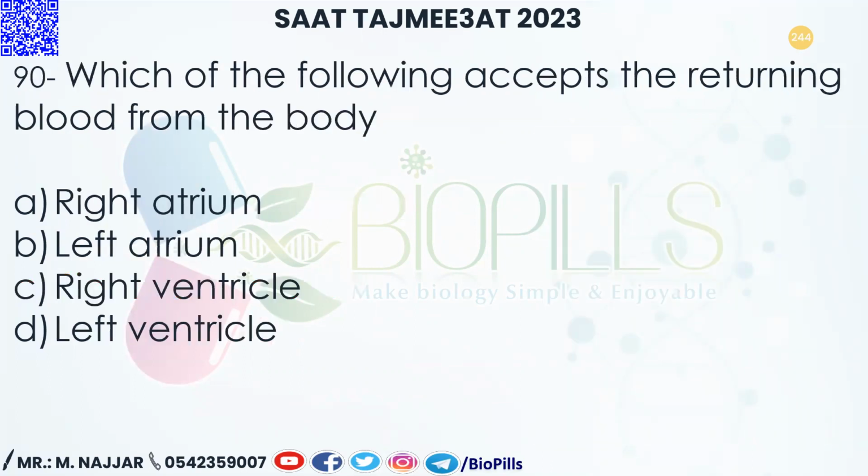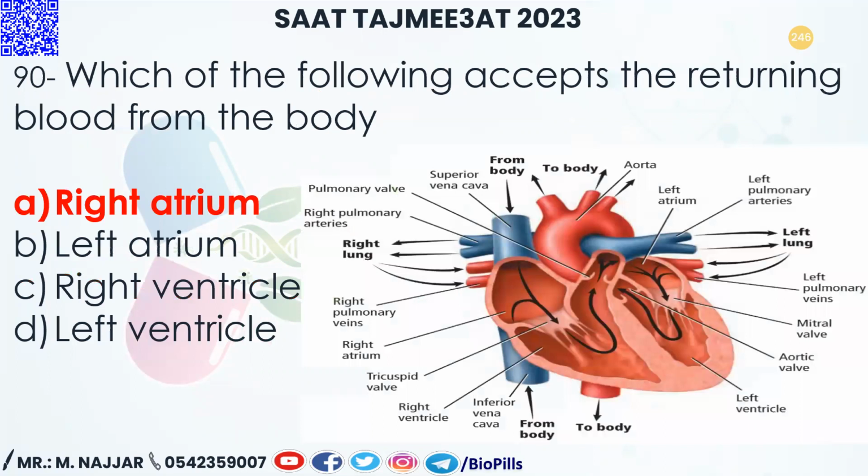Which of the following accepts the returning blood from the body? Accepts the blood when it's back from the body. Exactly. The right atrium receives the blood from the upper body parts via the superior vena cava, and the deoxygenated blood comes from the lower body parts via the inferior vena cava, then to the right atrium, down to the right ventricle, which pumps and squeezes the blood up to the two lungs. The pulmonary artery will be divided into the right lung and the left lung, and after the oxygenation, the oxygenated blood will be returned back to the left atrium via the four pulmonary veins.